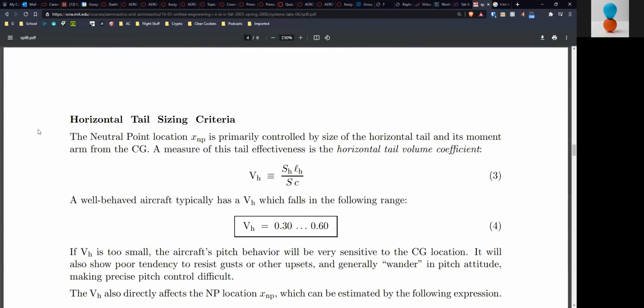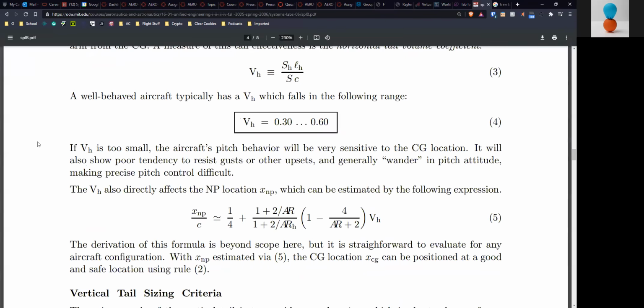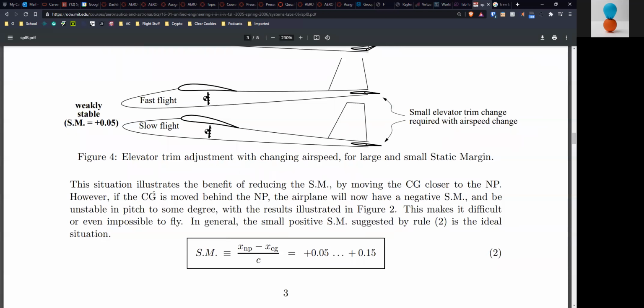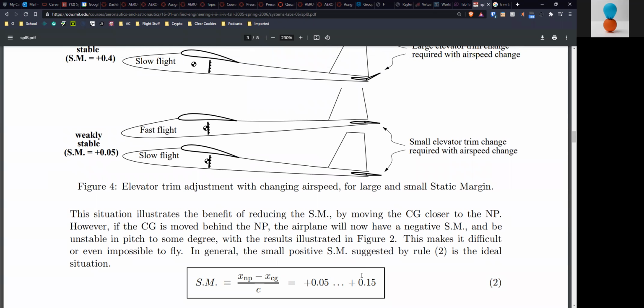Okay, so now we're finally getting to desirable numbers. In general, you want your static margin, stability margin, whatever, to be somewhere between 0.05 and 0.15. And the closer you are to 0.15, the more trim you'll need, but the more stable you'll be. And the closer you are to 0.05, the less trim you'll need, but the less stable you'll be.